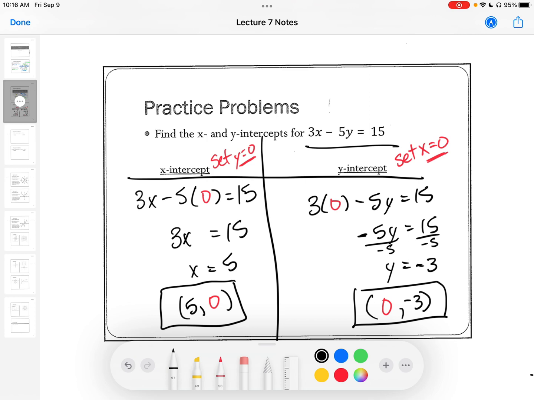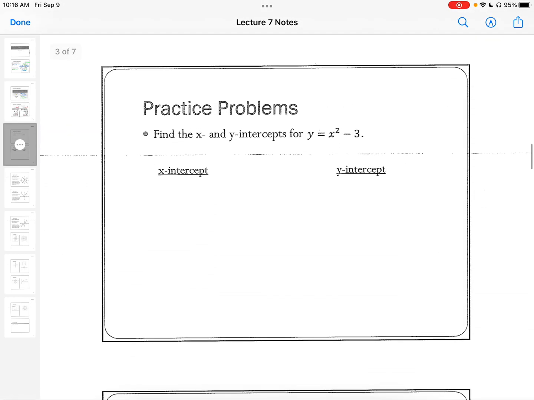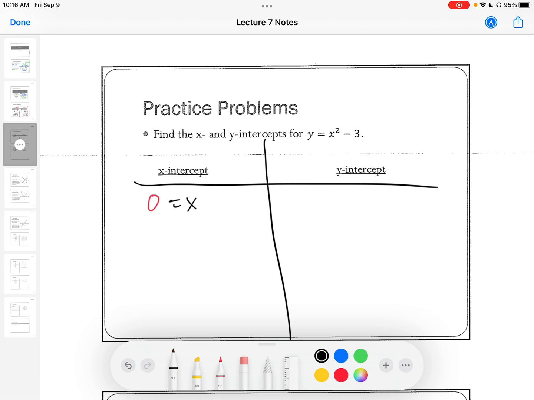Okay, a couple more that I want to practice with you guys here. Okay, I've got find the x and y intercepts for y equals x squared minus 3. So again, I always just kind of make that little t-chart there. So x-intercept, I want to set y equal to 0. So this is 0 equals x squared minus 3.